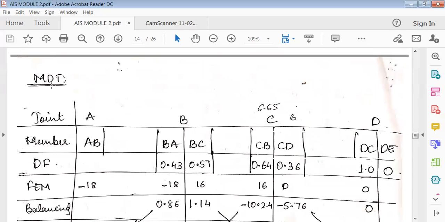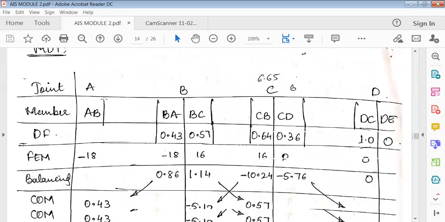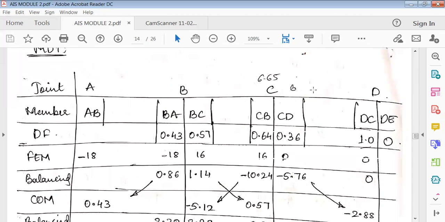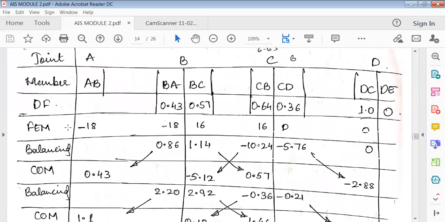Then the moment distribution table. Then same thing, joints A, B, C, and D. In joint AB, AB, BA, BC, CB, CD, DC, DE. Then go on writing here whatever you got, 0.43, 0.57, the same, the distribution factors. Then fixed end moments. You already got the fixed end moments here: minus 18, plus 16, plus 16, 0 and 0.